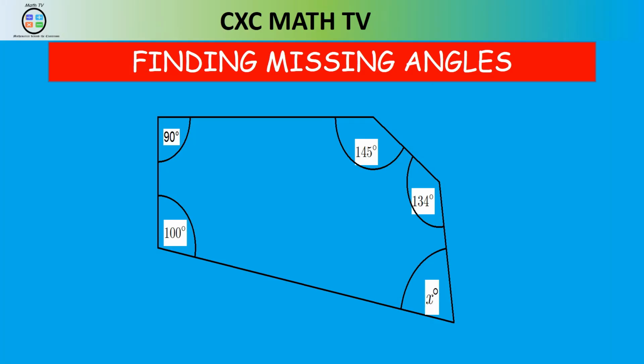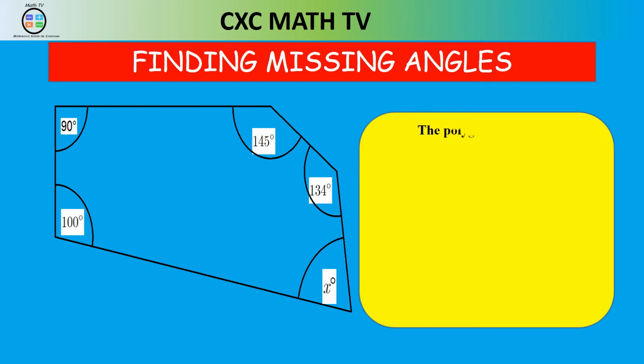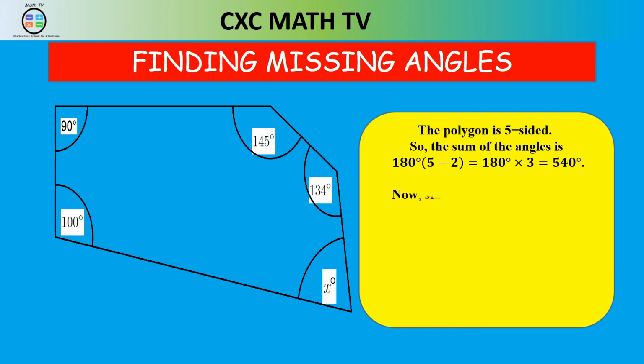So as we realize again, this is a pentagon, a 5-sided figure. We already established the sum of angles in a pentagon is 540. And so since all the angles sum to 540, we can set up our equation. X plus 100 plus 90 plus 145 plus 134 is 540.